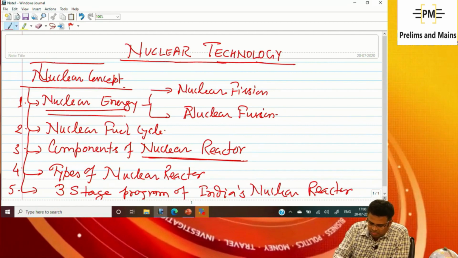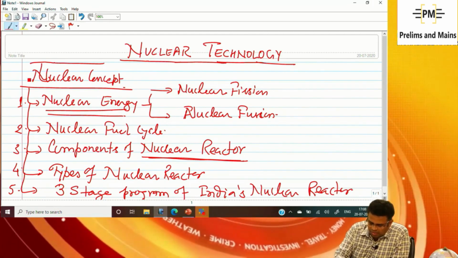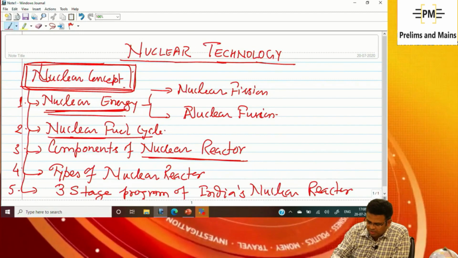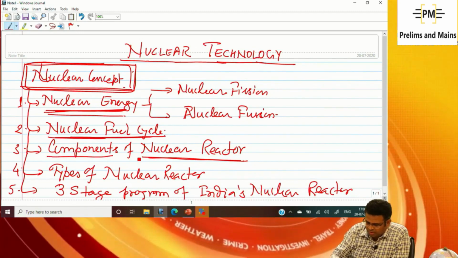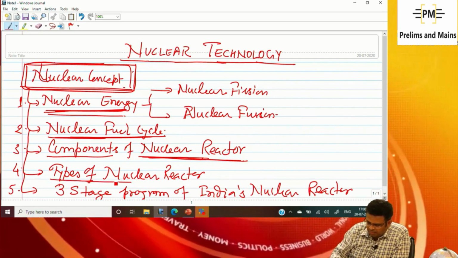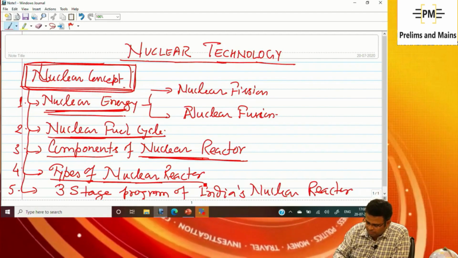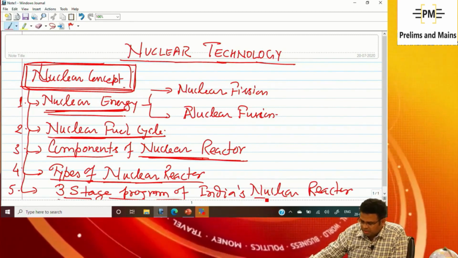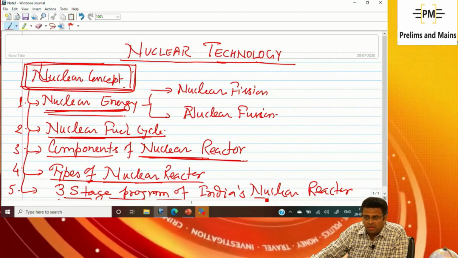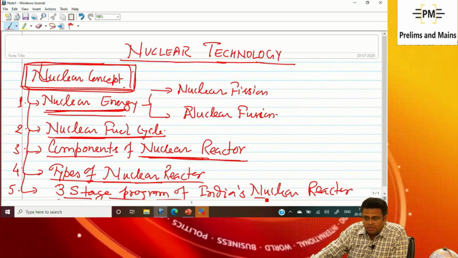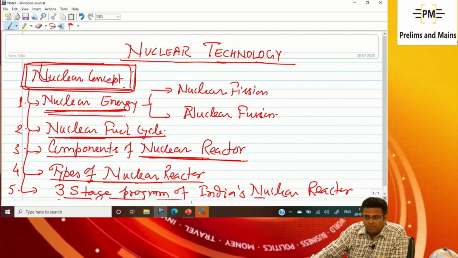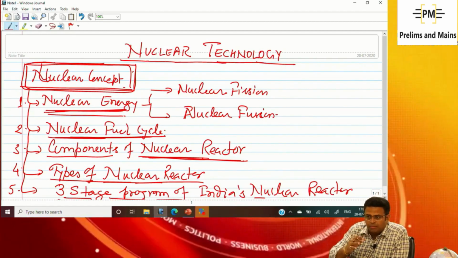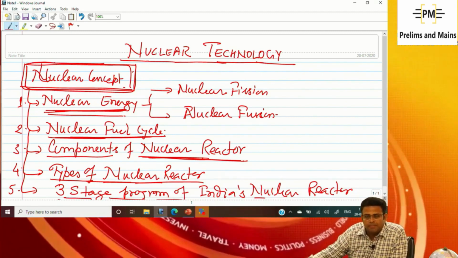So, under the nuclear technology concept, under the heading of this, we'll have to see first nuclear energy, then the nuclear fuel cycle, components of nuclear reactor, types of nuclear reactor, the important types, and what is the three-stage nuclear program of India's nuclear reactor that Homi Jahangir Bhabha has prepared, since India doesn't have too much uranium. So on the basis of that, what should be the stages for developing nuclear power, nuclear energy in India?